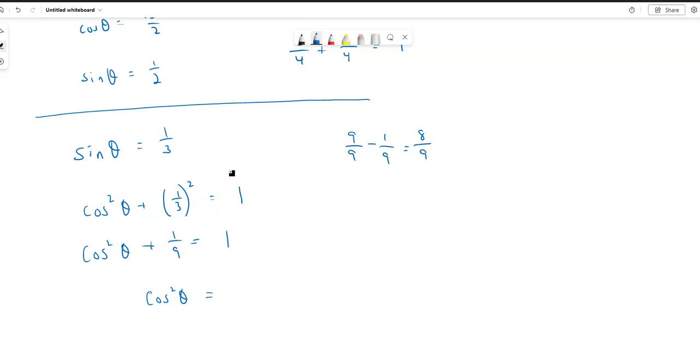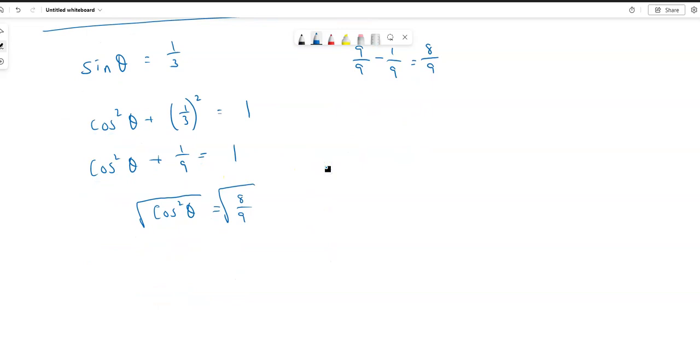So cosine squared theta is 8/9. Now I should take the square root of both sides, because the question asked me to find the cosine of theta. Remember when I take the square root, I put a plus minus in front of things.